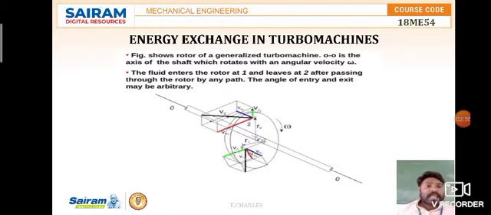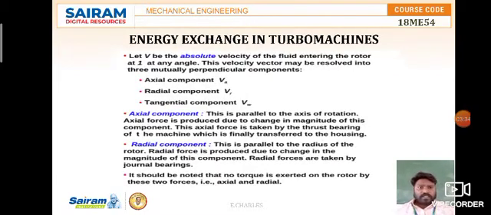Now we can see in this diagram a shaft with the axis OO. Water enters with some velocity, rotates with the angular velocity omega, and leaves at position 2. If you look at it, the velocities are split into 3 different components, shown in 3 different colors here. We will see in detail what those 3 components are, so that we understand it clearly.